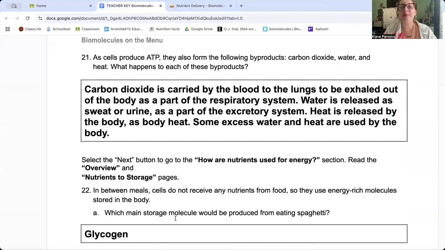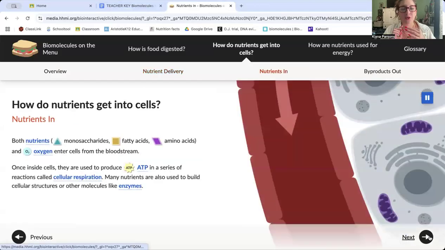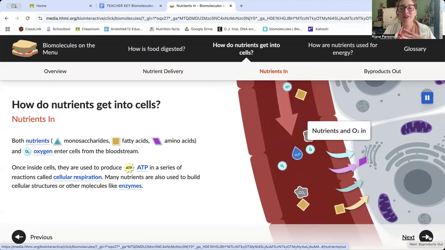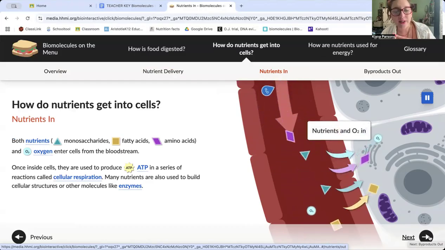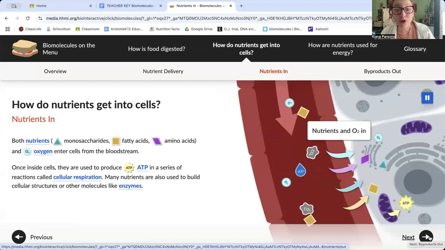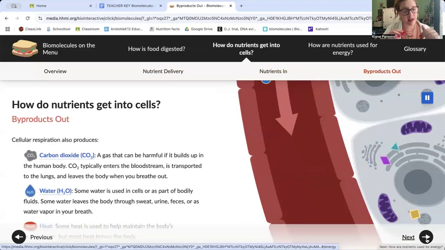All right, as cells produce ATP, they also form the following byproducts: carbon dioxide, water, and heat. What happens to each of these byproducts? So nutrients go in: monosaccharides, fatty acids, and amino acids, and oxygen enter cells from the bloodstream. Once inside the cells, they are used to produce ATP in a series of reactions called cellular respiration. Many nutrients are also used to build cellular structures or other molecules like enzymes, which are made of amino acids because enzymes are proteins. So the nutrients and the oxygen go in, but then after the chemical reaction occurs, the byproducts have to come out.